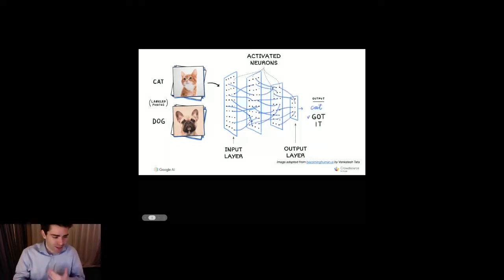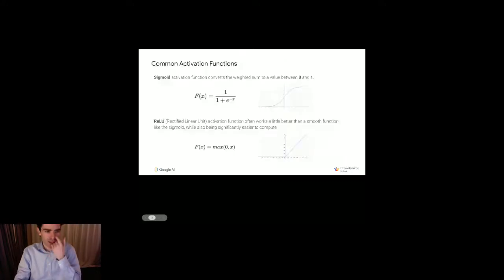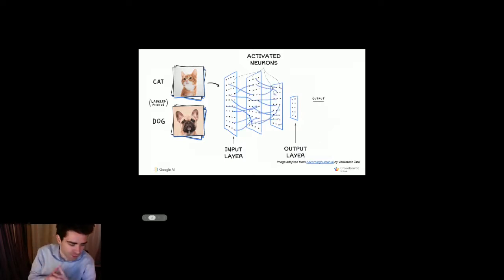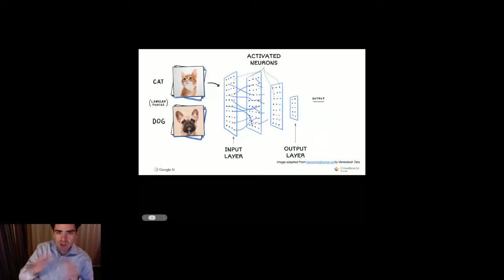I hope that's okay. Let's go on to the next one. Okay, these are the activation functions. I think it's better to stay on this one just for a second, because we get more of an idea of what's going on. Yeah, so deep just means layered. How many layers are there? That's why it's called deep learning.